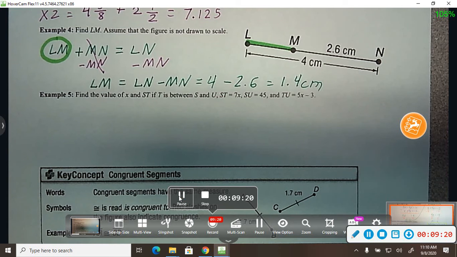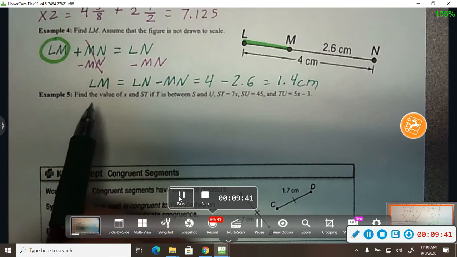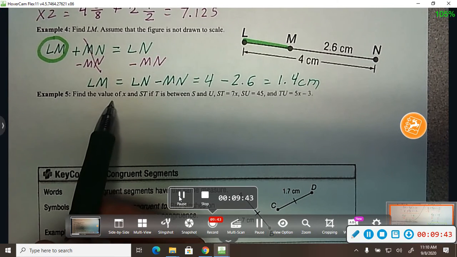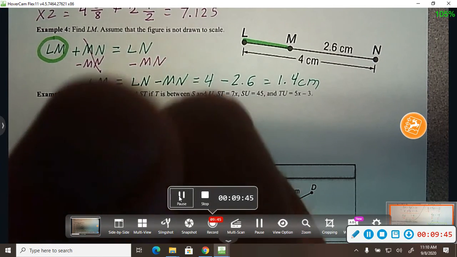I would say example number 5 is where it really gets to the standard. So example 5 is more like what you'll see, and I've already told you I previewed the test for you, and so number 5 is pretty similar to what you'll see. So everything else is just building up to what you should know how to do. Notice they ask us for 2 things. They want us to find the value of x and ST.